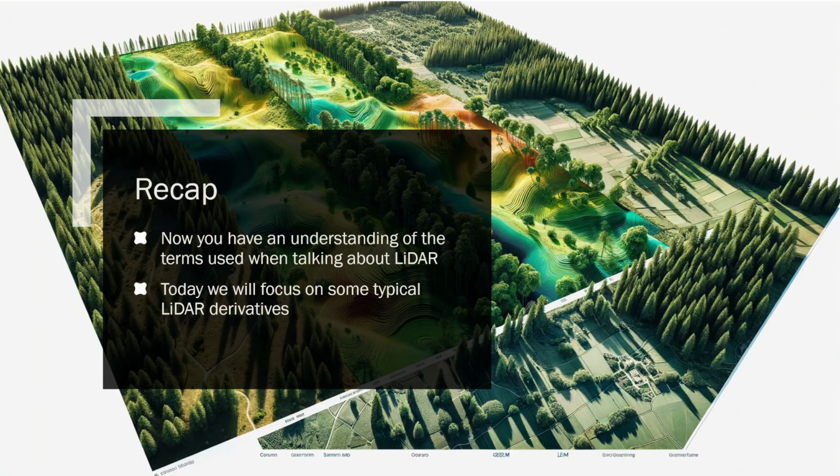So recall from yesterday that you now have an understanding of the terms used in LiDAR lingo. What we're going to focus on today is derivatives that come directly from the point cloud. We're not going to be focusing on anything that requires ancillary data. We're just going to be taking your typical derivatives when we get a LiDAR point cloud. Those are a canopy height model, a digital surface model, and a digital elevation or digital terrain model.